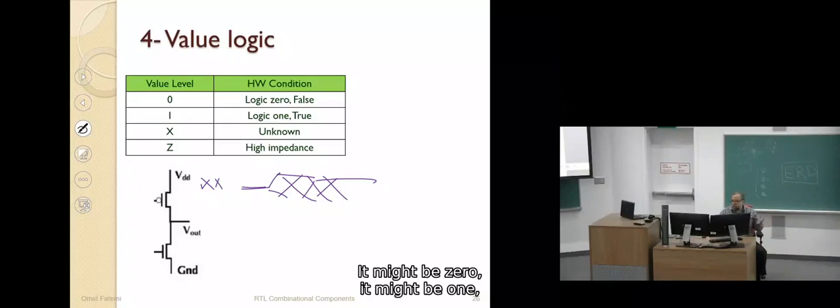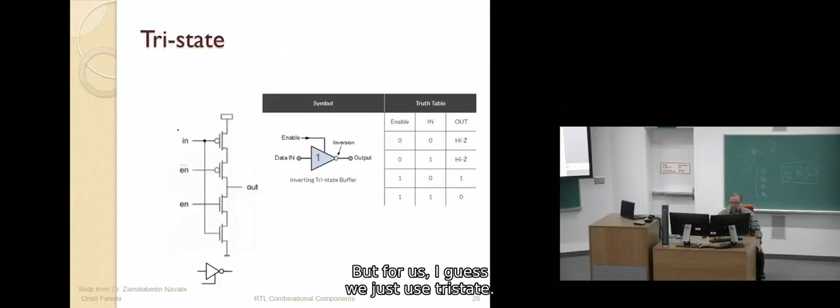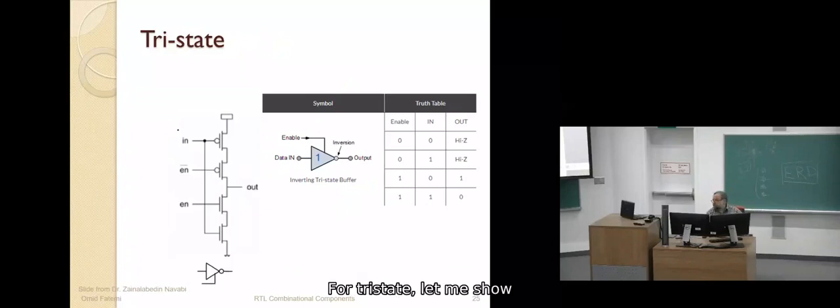So it might be zero, it might be one. So you don't know. So it is X. And then you have to initialize it. For example, you put a one here or zero here, then it becomes something like that. Okay, so X is also important, but for us, I guess we just use tri-state. And for tri-state, let me show you in the design, in the CMOS design.